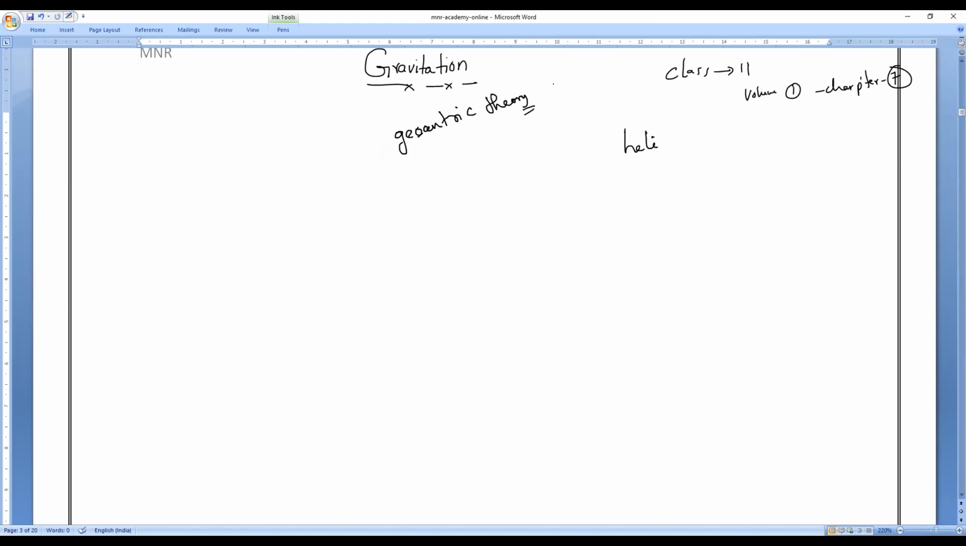But later what happened? Mr. Copernicus proposed a theory in the 16th century AD. According to his theory, it is not the Earth but the Sun which is the center of the universe, and all other planets including the Earth revolve around the Sun in a particular orbit. That is the theory which we call the heliocentric theory.